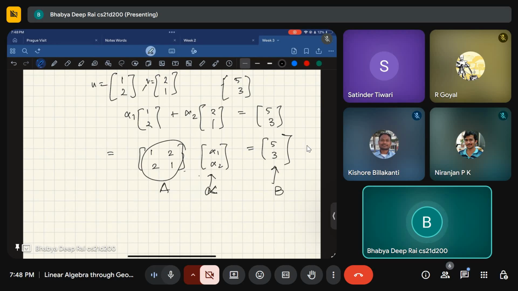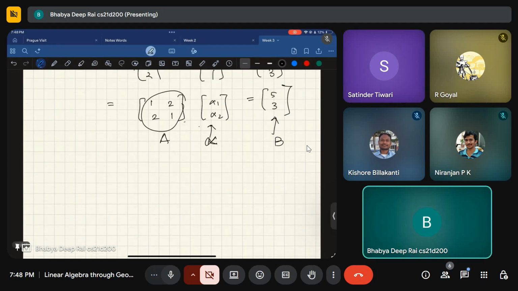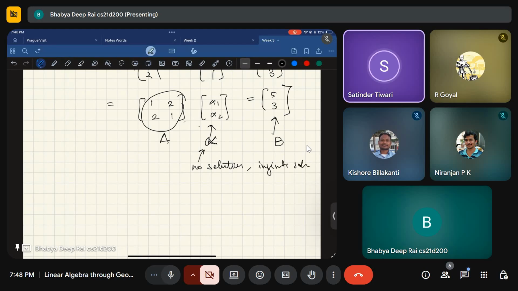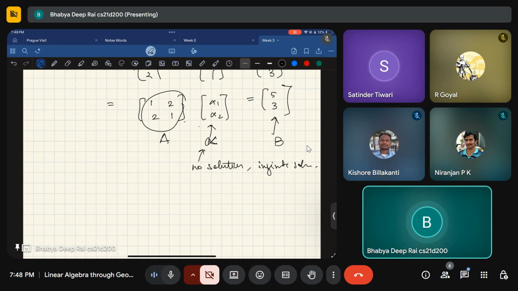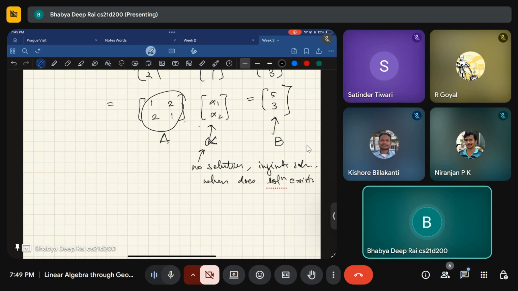Let's say it's some other thing. 1 2 2 1 is just one example, but it could be any other matrix. Like you said, can I always apply Gaussian elimination? No, it can be degenerate, so no solution can be possible also. Exactly. Sometimes it may so happen that there is no solution, or there are infinite solutions. It's possible that could happen. But when can I get a solution? When does a solution exist?